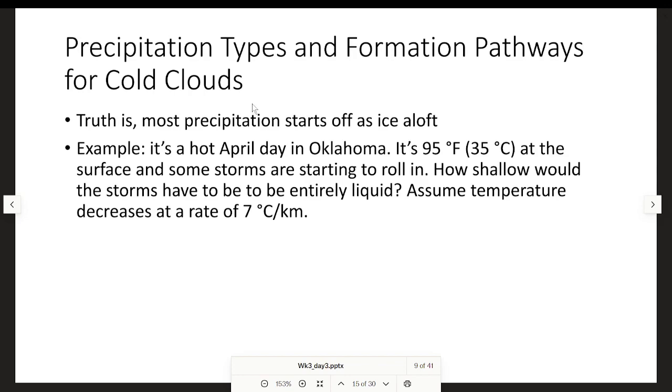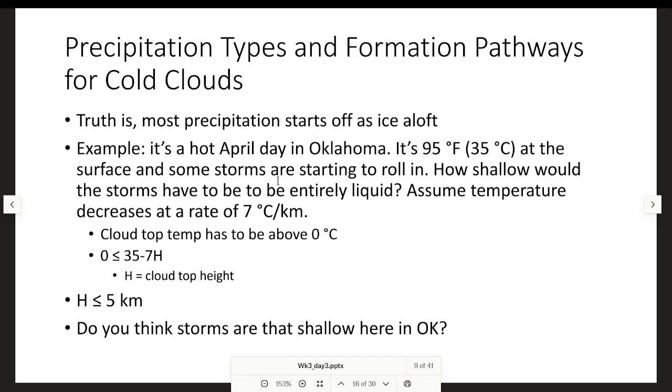Okay, example: it's a hot April day in Oklahoma. It's 95 degrees Fahrenheit at the surface. Dang, that is hot for April. And some storms are starting to roll in. How shallow would the storms have to be to be entirely liquid? Assume the temperature decreases at a rate of 7 degrees Celsius per kilometer. So they're giving us a little leeway by making it 95.